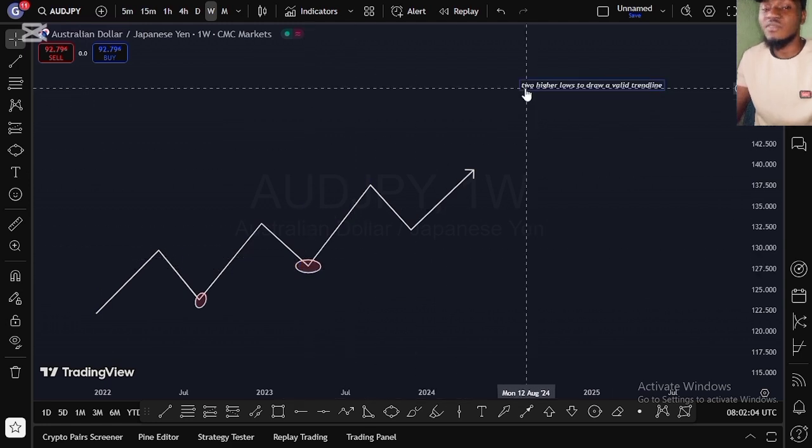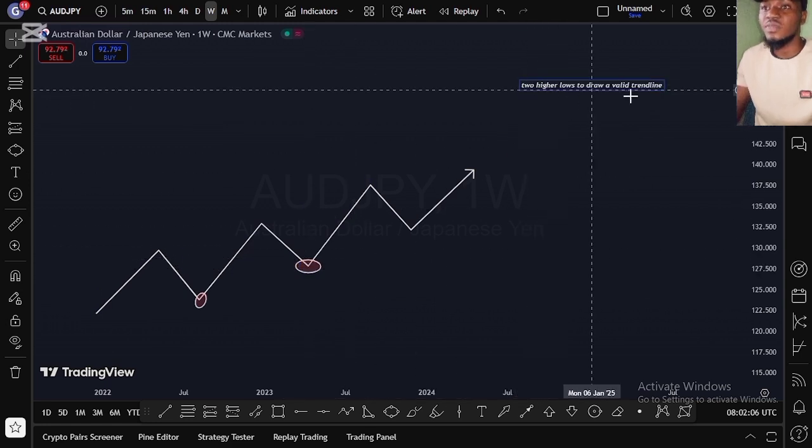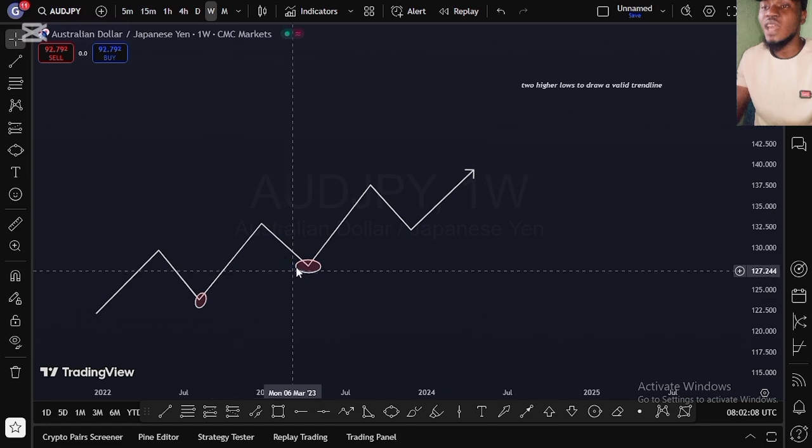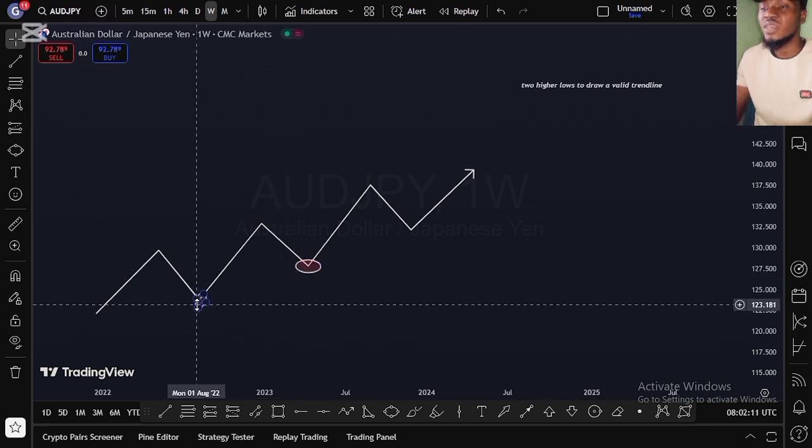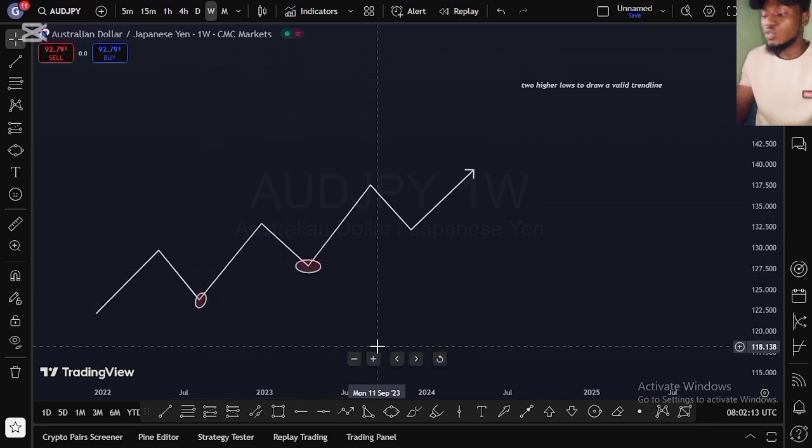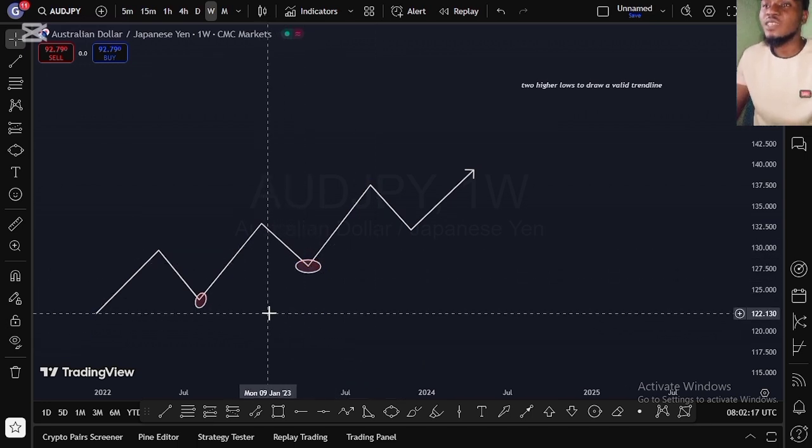Rule one, you must have what? Two higher lows. This is one, this is two. So that condition is met now. Another rule you want to look at for this trend line to be valid: you need to have three touches.